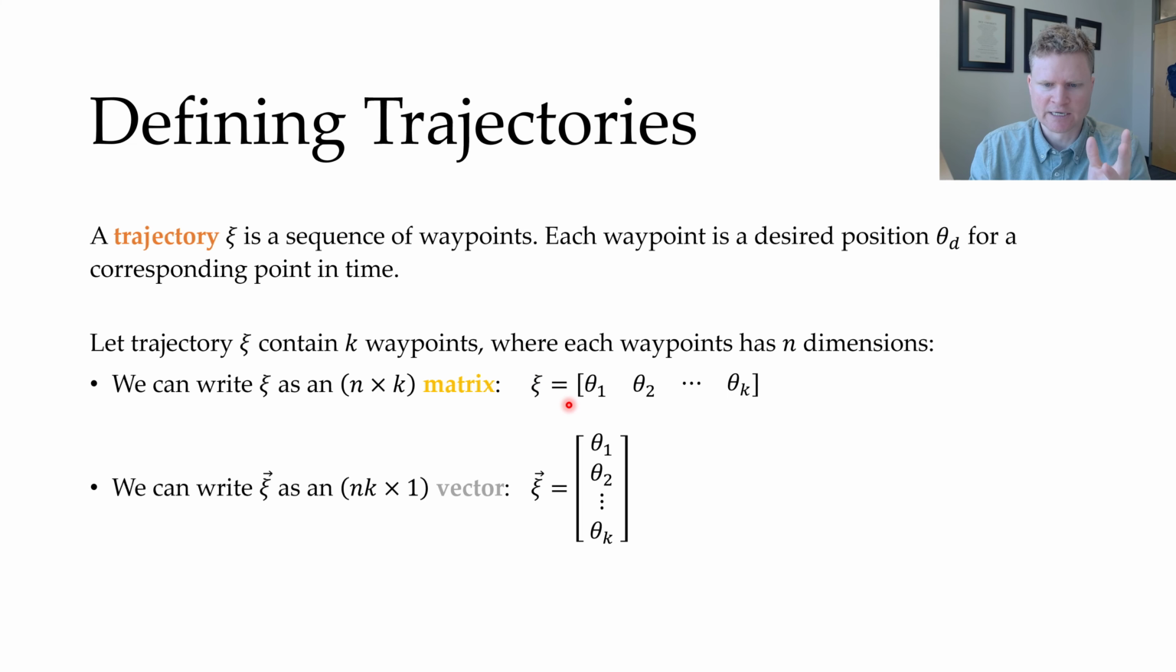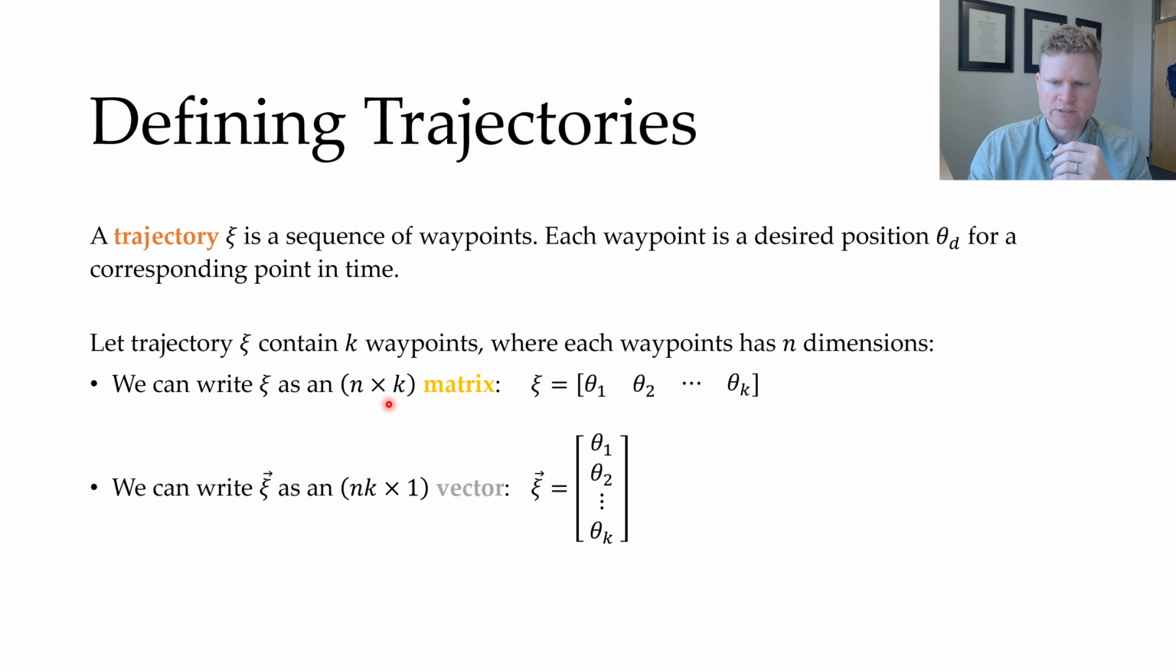And that's what we just were discussing, where I've got theta 1 through theta k, and each different column is going to correspond to a different waypoint in this trajectory. This is going to end up being an n by k matrix, where n is the dimension of my joint space, and k is the number of waypoints I have. So an n by k matrix.